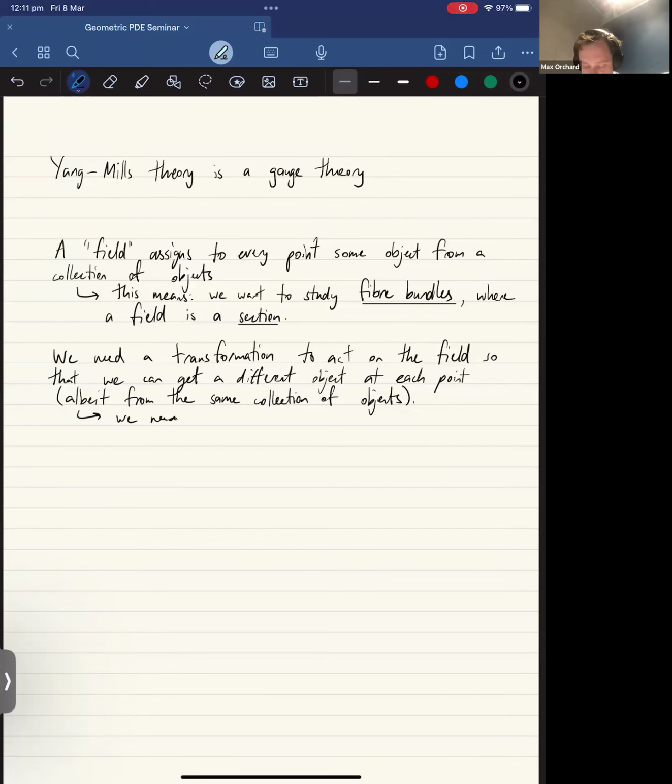So, we need a group action that preserves the fibers of our fiber bundle. And the object that does this is called a principal G bundle.